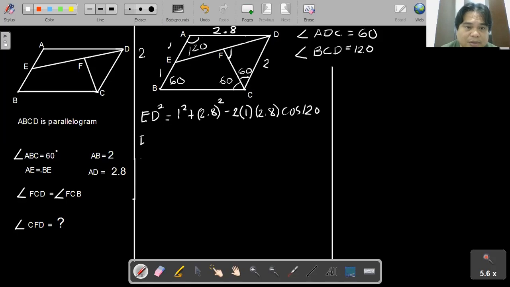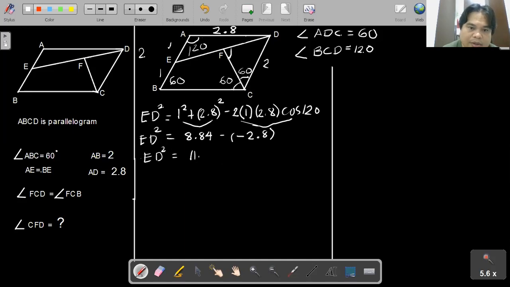Next thing to do is let's just evaluate. Let's simplify this one first. 1 squared plus 2.8 squared, you get 8.84. You may use your calculator at this point. And then this one, simplify this one. So you get negative 2.8. And then simplify it further, you'll get 11.64. And then, of course, to solve for ED, we need to get the square root of both sides, right? To get rid of the square. So all you have left is ED, which is 3.4. So we have solved already for ED.